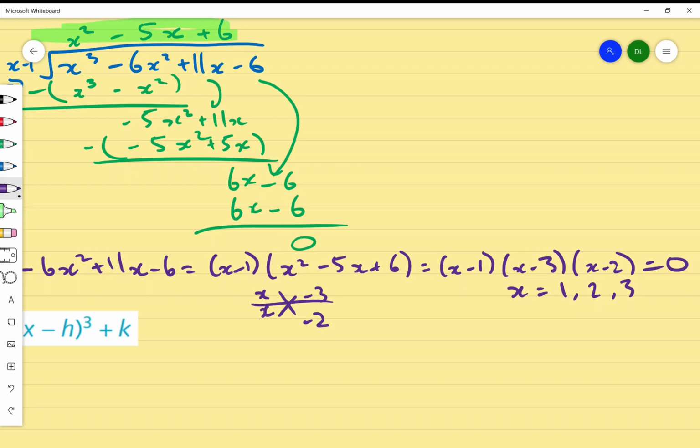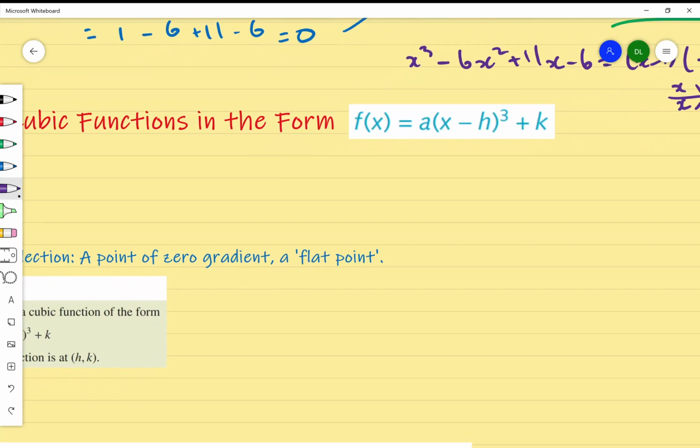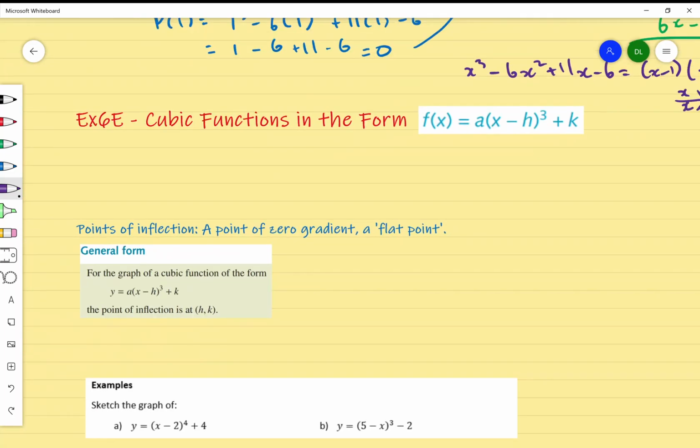Okay. Now is our introduction to the cubic functions in this form over here. Now, what does this form remind you of? Turning point form. The only difference being it's cubed. So for those of you that don't remember, the turning point form is where y equals a bracket x minus h squared plus k. Now in this case, it's cubed.